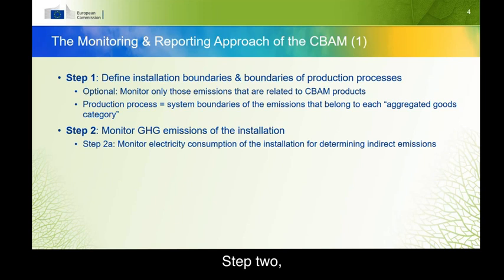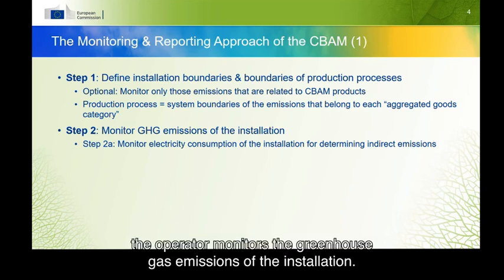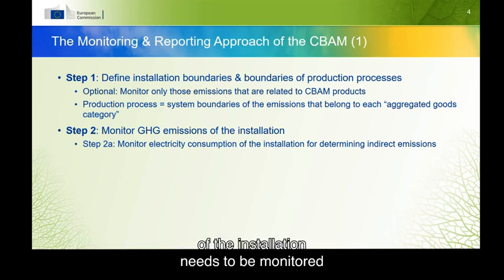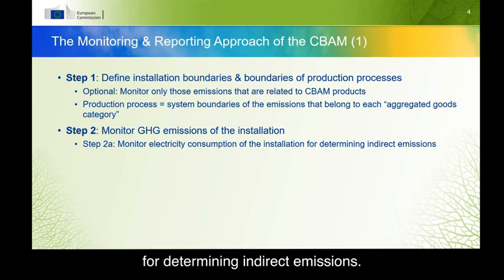Step 2, the operator monitors the greenhouse gas emissions of the installation. As a step 2A, we have to mention also the electricity consumption of the installation needs to be monitored for determining indirect emissions. During the transitional phase, this is mandatory for all CBAM goods.